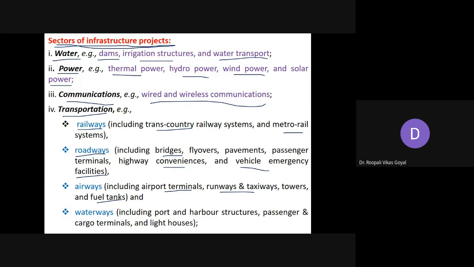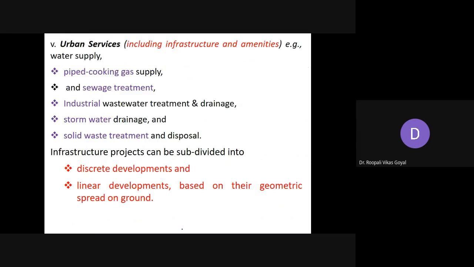Then waterways. These waterways include port and harbor structures, जितना भी port and harbor का structure है, passenger and cargo terminal है, lighthouse है. So these are all very important infrastructures that are to be provided with the proper structural arrangement so that they are disaster proof structures.